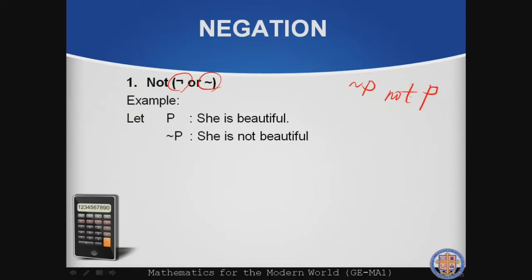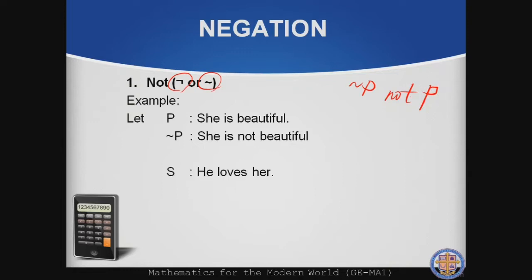P stands for a proposition, she is beautiful. Then when you negate, she is not beautiful. You cannot answer that she is ugly. That's wrong because that's referring to English. We're referring to mathematical logic. So you need to use the negation symbol, negation words like not, no, to negate a statement or proposition.